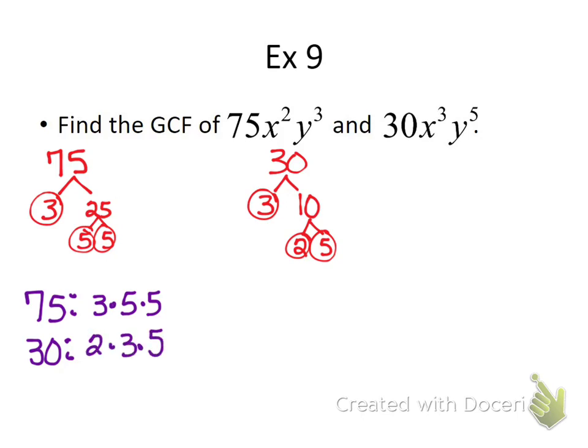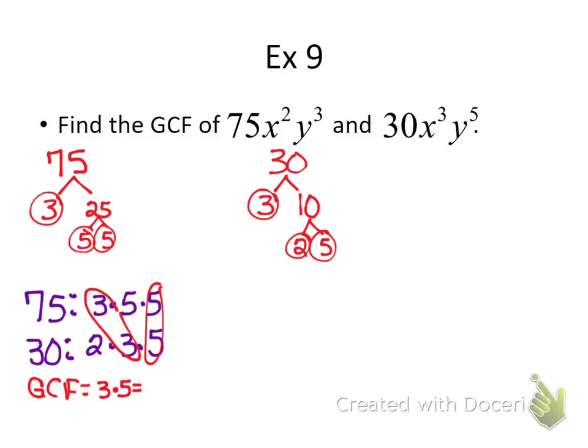Okay, so from here, I circle what they have in common. So what do both of these numbers share? What are their common factors? A 3 and a 5. Now, it doesn't matter if I circle this 5 or this 5, as long as you circle a pair. So the greatest common factor of 75 and 30 is going to be 3 times 5.